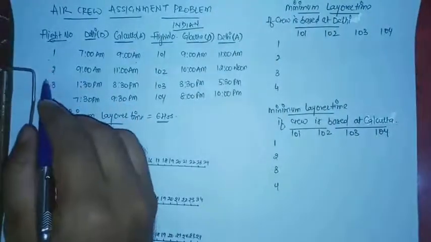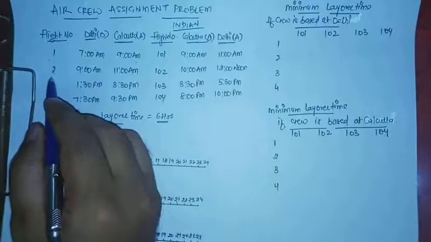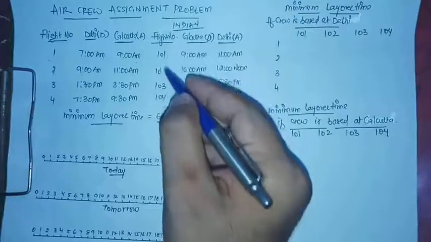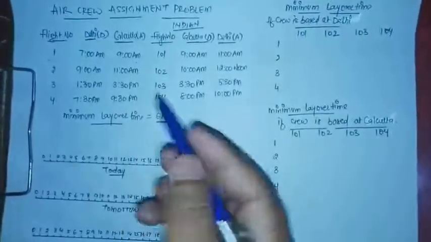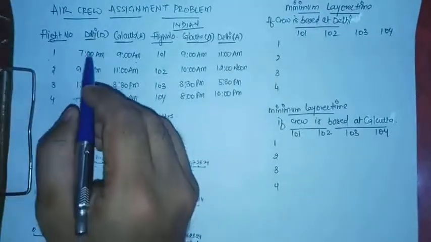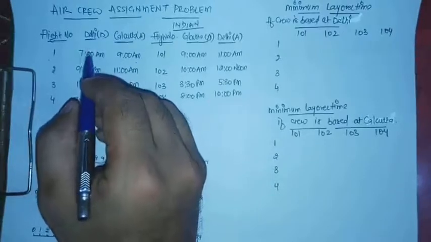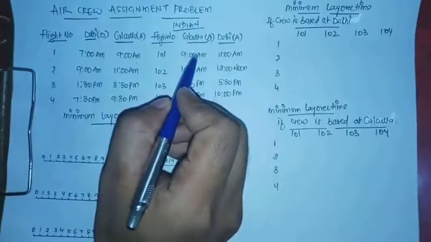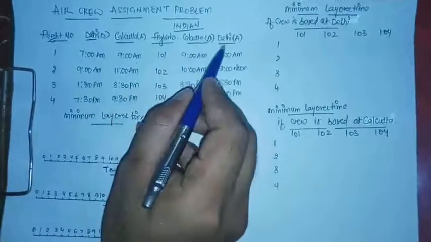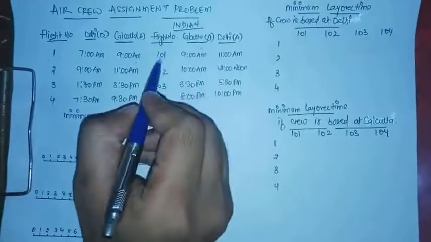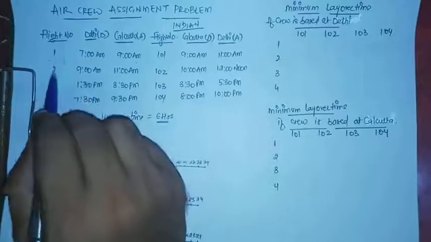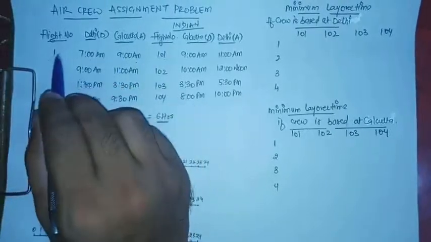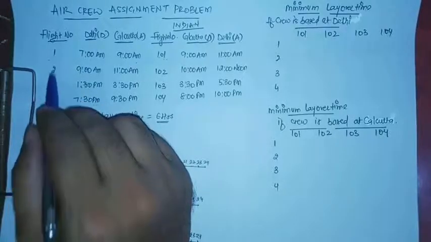In the same way, if the crew members of flight number 2 want to return, they will have the option from 101, 102, 103, 104. And in the same way, the persons who are departing from Calcutta to Delhi will have an option to return from flight number 1, 2, 3, 4. Crew members of 101 will have an option to return from flight number 1, 2, 3, 4.